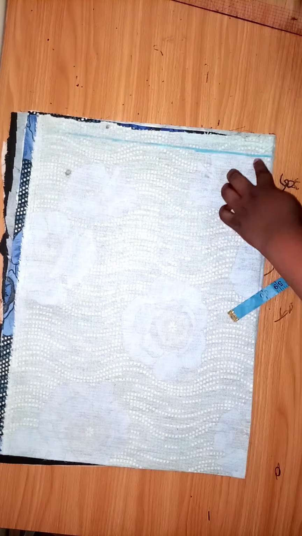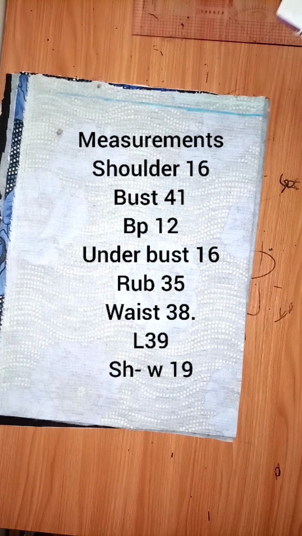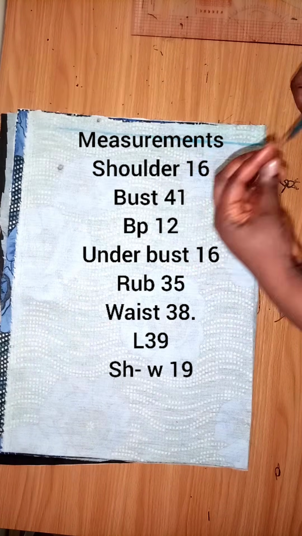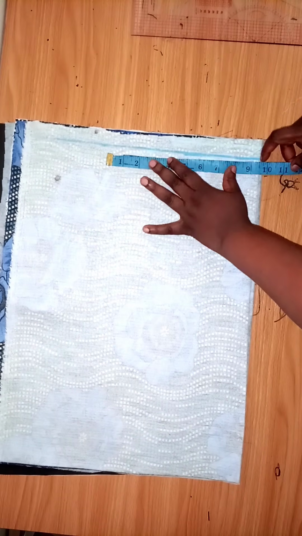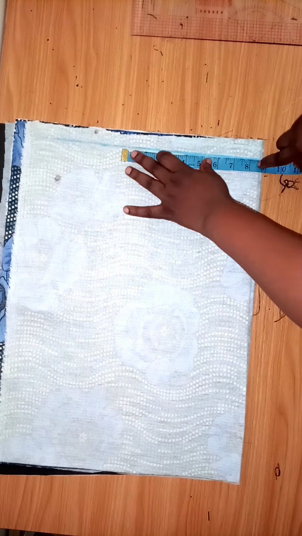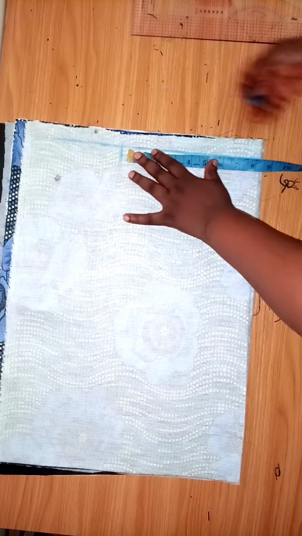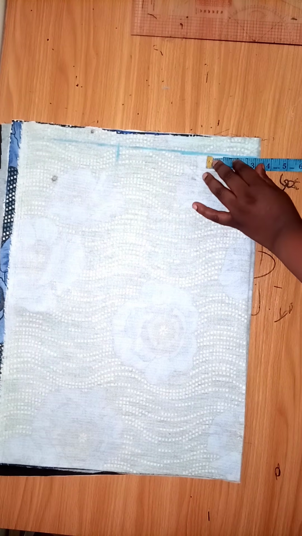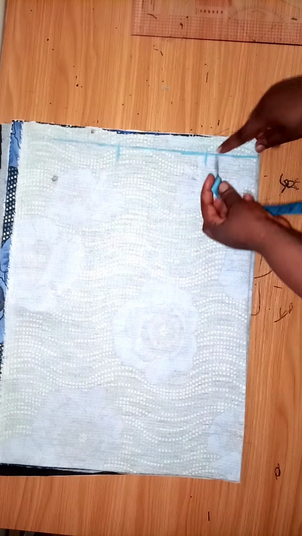So this place becomes my starting line. The measurement I'll be working with is: shoulder measurement is 16. 16 divided by 2 is 8, plus half inch, making it 8.5. So I'll input it here. Then I'll measure 3 inches here for the neckline, which I will adjust. This is just like a guide.